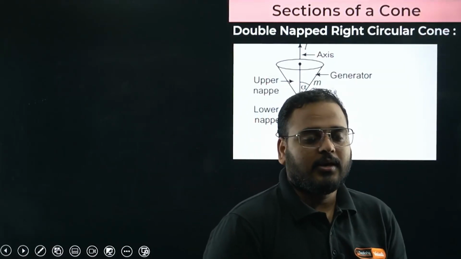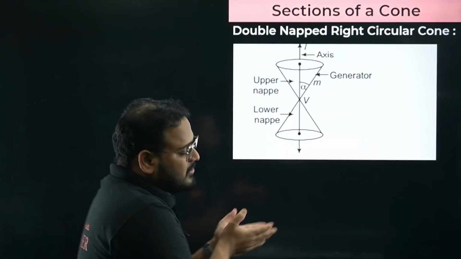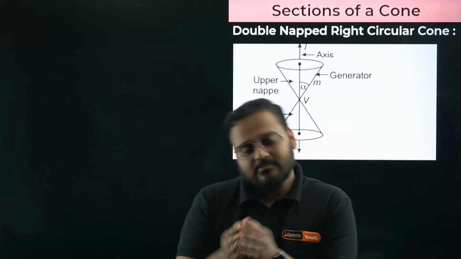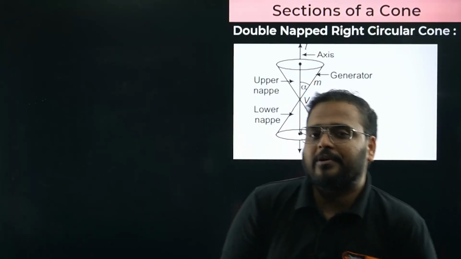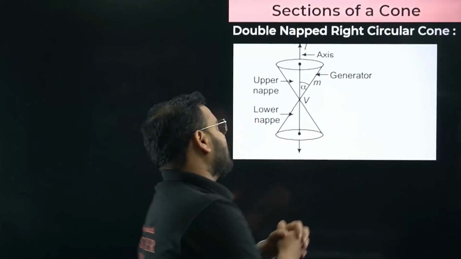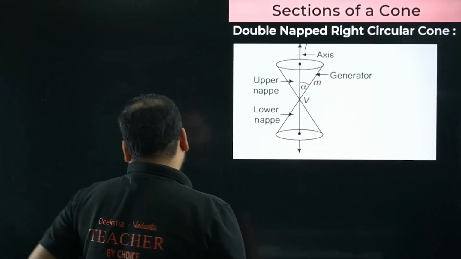Sections of a cone. Now check carefully. Of course, the chapter is going to be conic sections. The name suggests sections of a cone. So what you do over here is you take a double napped cone. Yes, the name is right. Double napped cone you take over here.